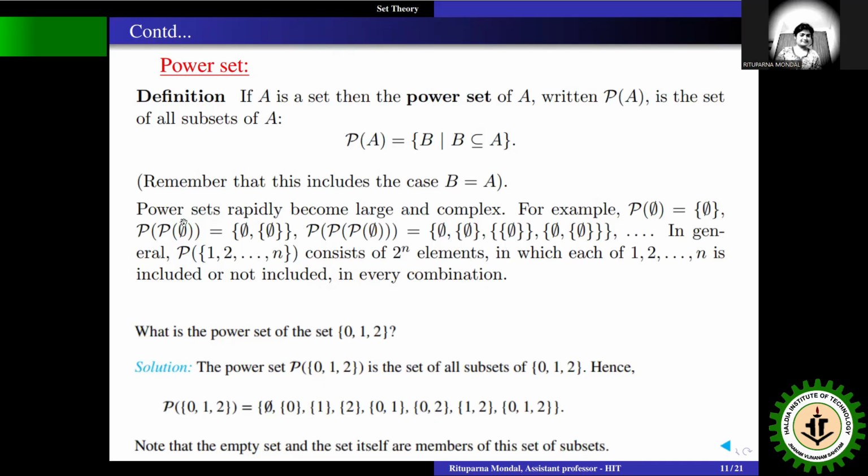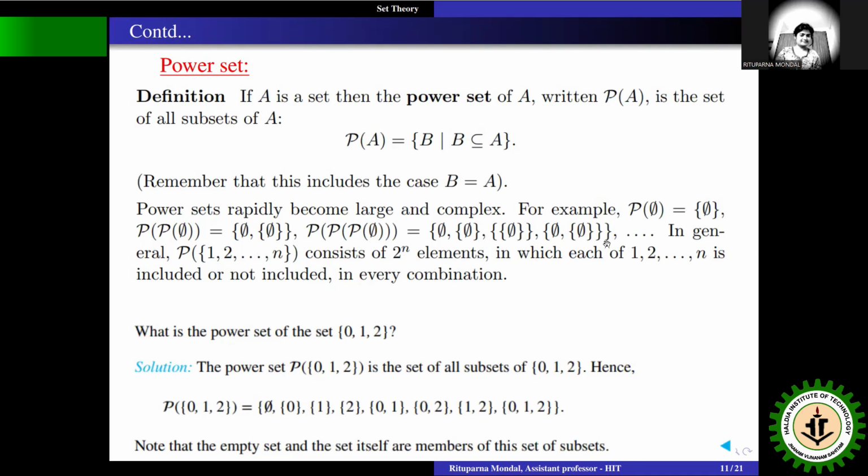And the power set of phi contains phi as well as these sets. Why phi? Because phi is a subset of all sets, so we have to take phi also, and we already know any set is a subset of that set. So for that reason, here we have taken the power set equals phi as well as this set. So the power set contains two elements.